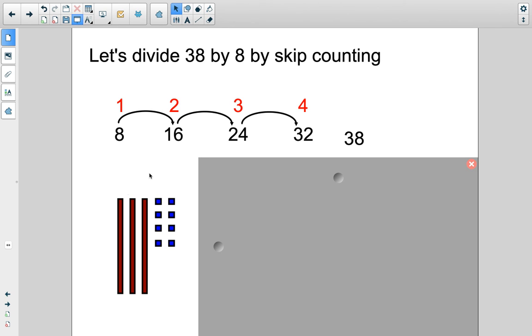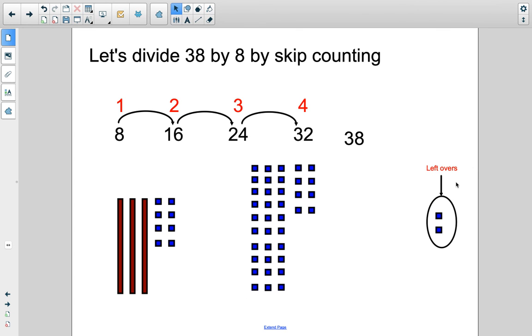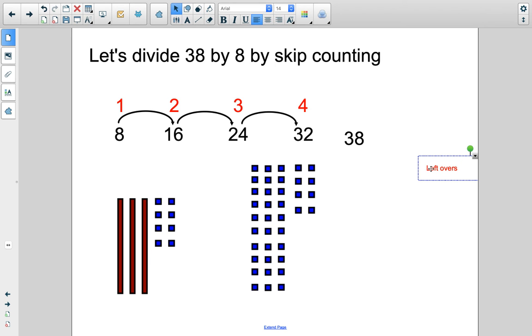So if I was going to show that with manipulatives, I have my 38 here in rods and my 1s here. So I'm going to take those and divide them up. First, I'm going to take my rods and divide them into 10s. So here I actually have 38 little dots. I'm going to get rid of that. So my 38 little dots are going to then be divided up again.